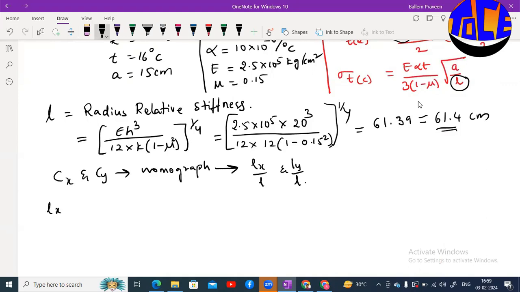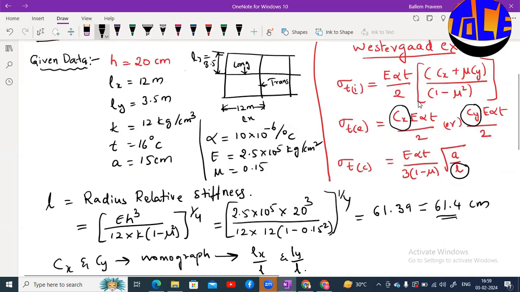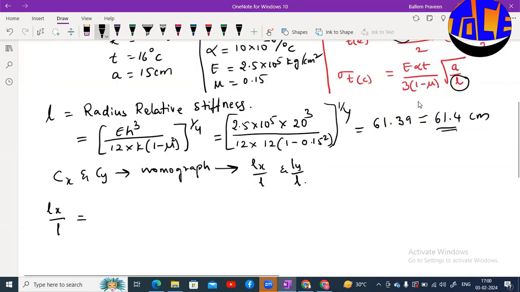So Lx by L is equal to, what is Lx? We got Lx as 12 meters, 12, and L is 61.4. Okay, but this is in meters and this is in centimeters, so I need to multiply by 100 here so that it will come to centimeters.